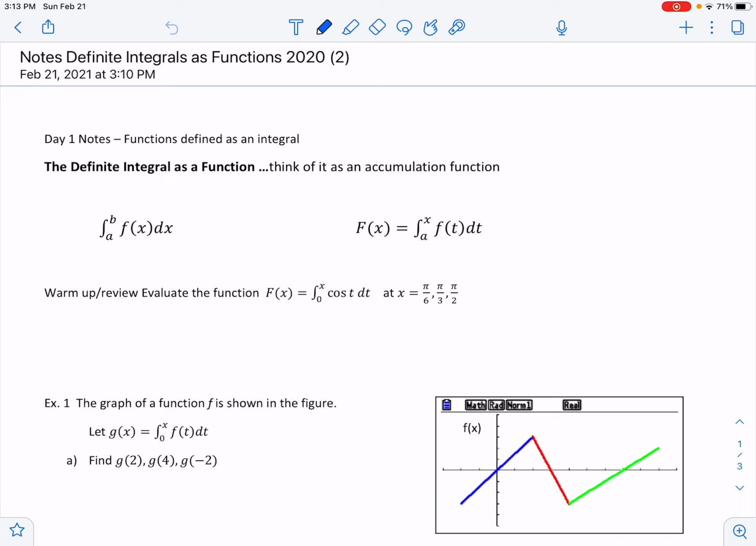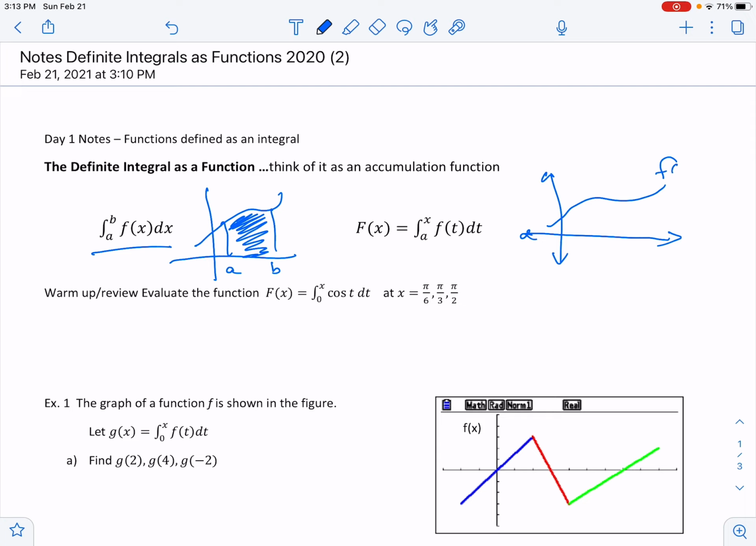Hello. Today's lesson is functions defined as an integral, which we talked about on one of our other lessons. Okay, so let's talk about this. A definite integral, this integral right here, you're integrating from a to b. Got function f, which goes from a to b. When you integrate, you're accumulating all the stuff underneath and you end up with the area. This one, you're graphing. The graph is the derivative.